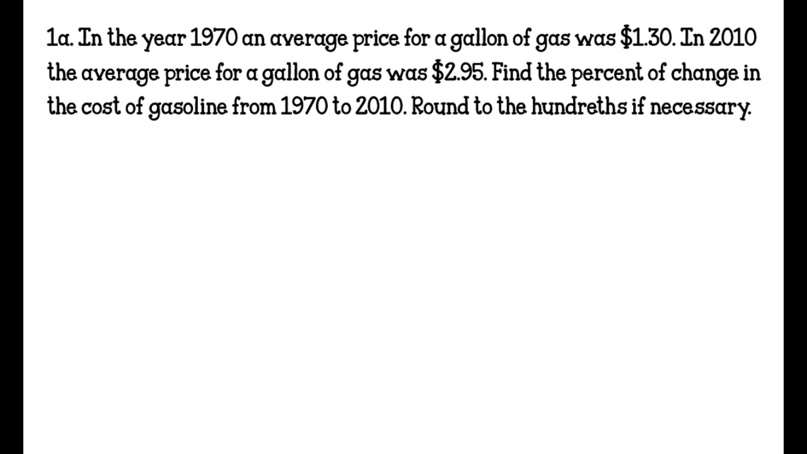1A, in the year 1970, an average price for a gallon of gas was $1.30. In 2010, the average price for a gallon of gas was $2.95. Find the percent of change in the cost of gasoline from 1970 to 2010. Round to the hundredths if necessary. So the way you do this is I always say you take the original minus the new, divide by the original. Negatives don't really matter on these. So if you get a negative number, you just take the absolute value of it.